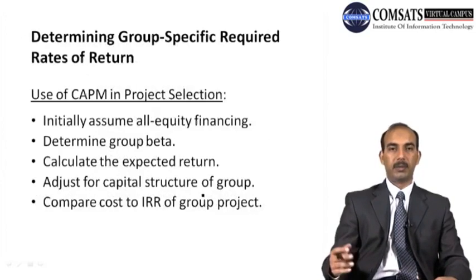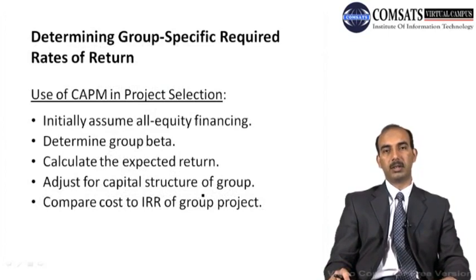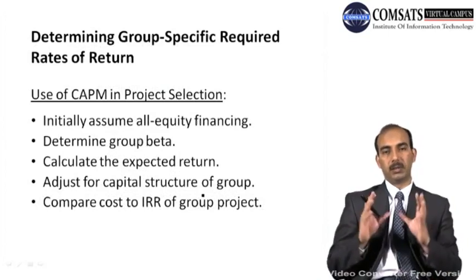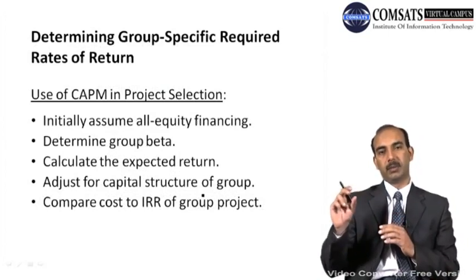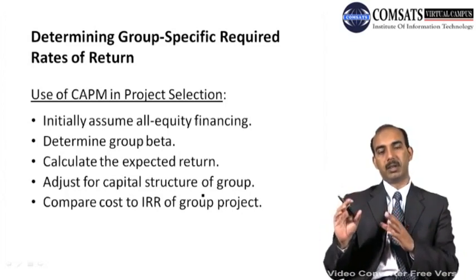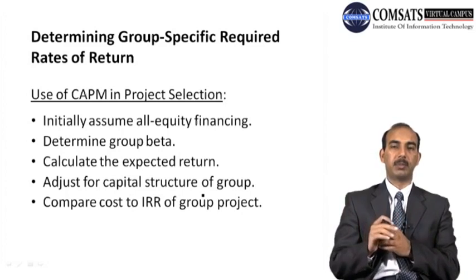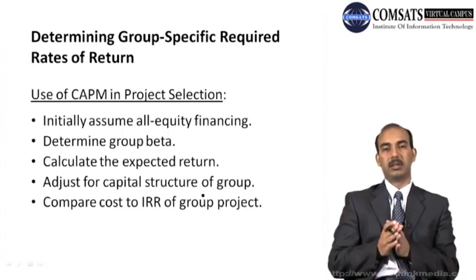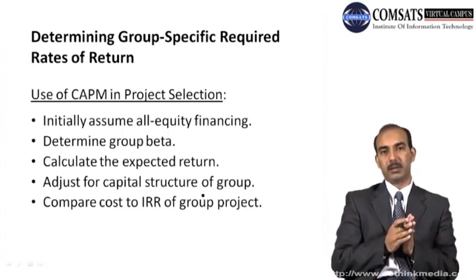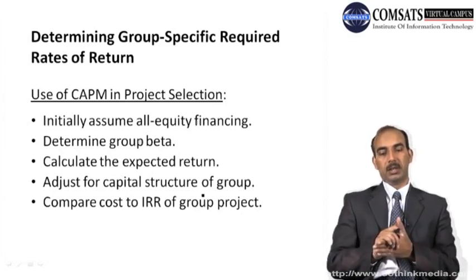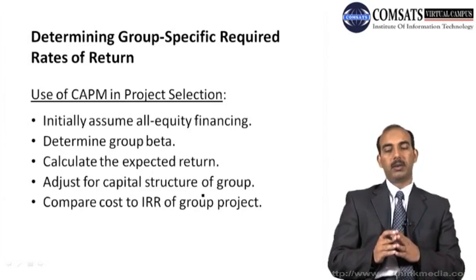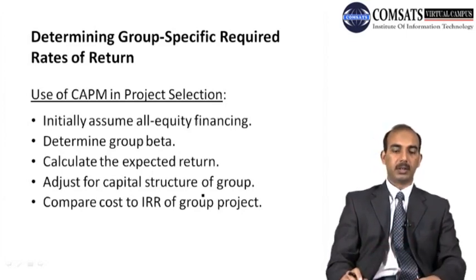In previous slides we calculated the project specific required rate of return, in which we have the CAPM model given, and all the information will be given and we calculate the required rate of return. Now we will compare it with our internal rate of return. If it is less than the internal rate of return, it means the net present value is positive, and the project can be accepted. And now we are going to determine the group specific required rate of return.